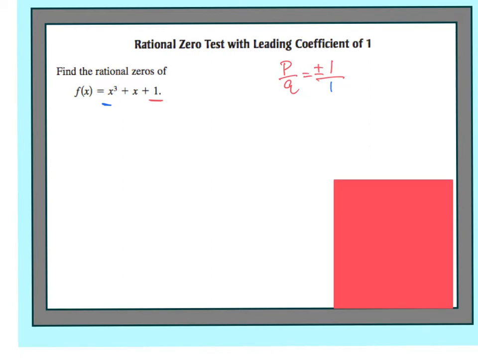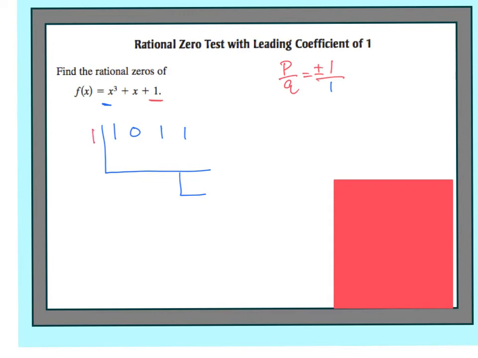So I need a 1. We're going to do synthetic. So I have a 1, and then what do I need next? A 0. Why do I need a 0? Because there is no x squared. And then I'm going to have a 1 and a 1. What do I want my remainder to be? I want my remainder to be 0. So what do you want to test? 1 or negative 1? 1.